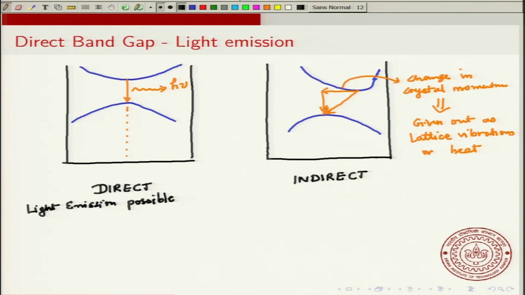So the typical light emitting materials are materials that have a direct band gap. One example is gallium arsenide. This has a direct band gap. The direct band gap of gallium arsenide is 1.424 electron volts.